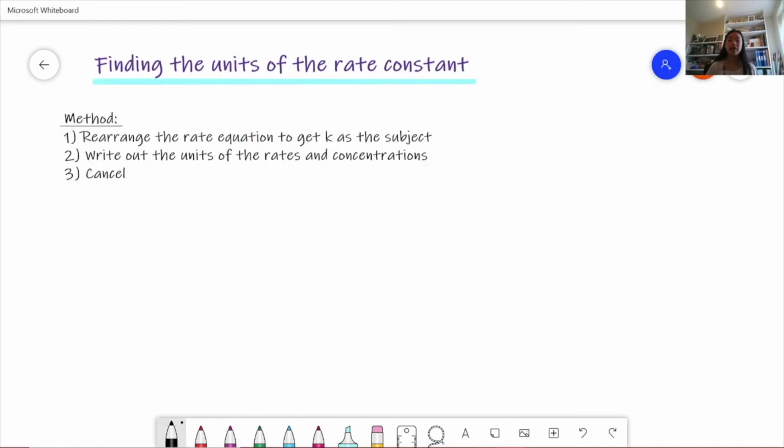So how do we find the units of the rate constant? Well, here is the general method.